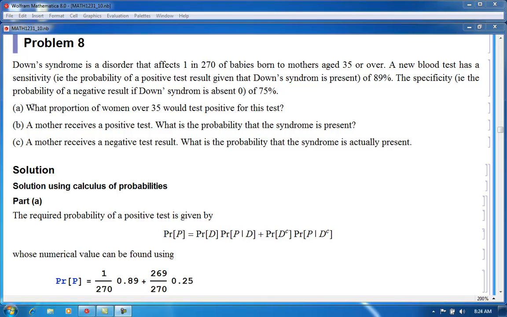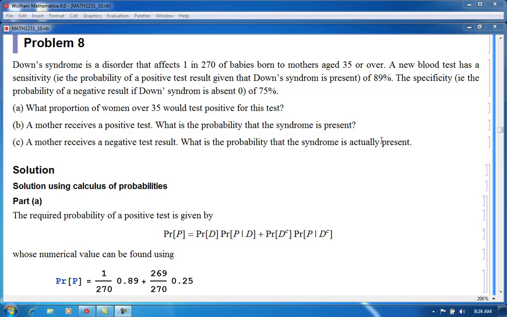What proportion of women over 35 would test positive for this test? Part B, a mother receives a positive test. What is the probability that the syndrome is present? And C, a mother receives a negative test result. What is the probability that the syndrome is actually present?